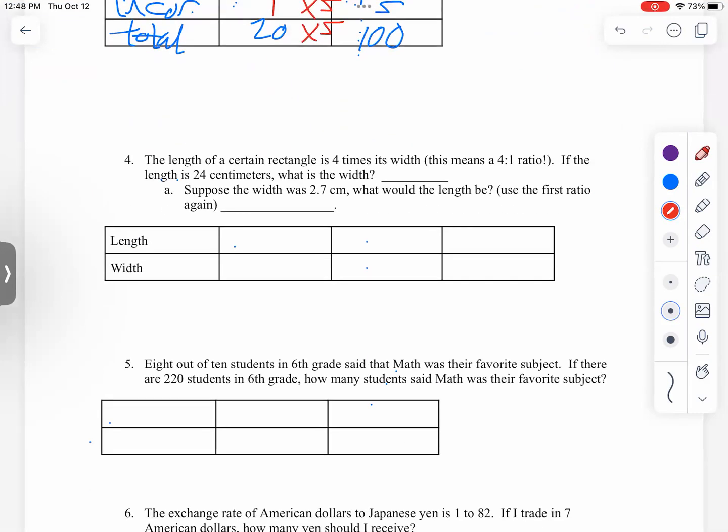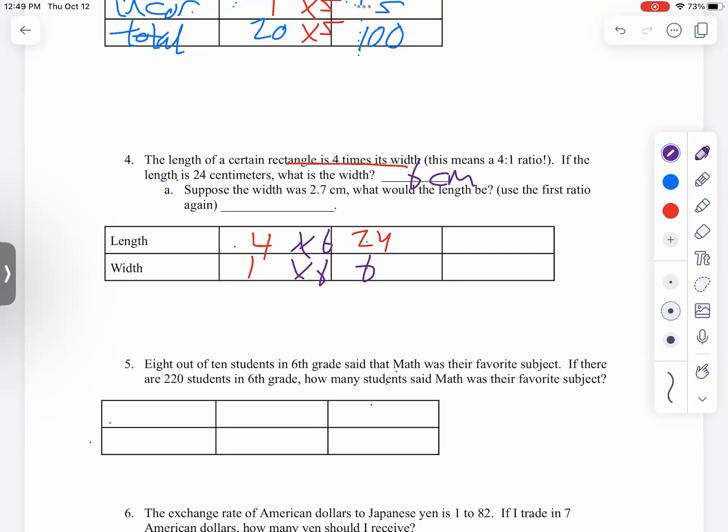All right, number 4. The length of a certain rectangle is 4 times its width. That's a 4-to-1 ratio. Again, just recognize that 4 times something means 4-to-1. Now, if the length is 24 centimeters, what is the width? So we'll start with writing the ratio that we have, 4-to-1. Now, the length is 24. What is the width? Well, 4 times 6 is 24, so 1 times 6 is 6. So 6 centimeters.